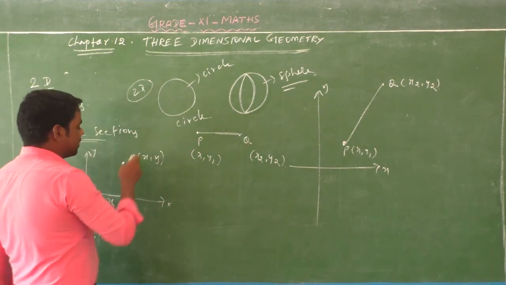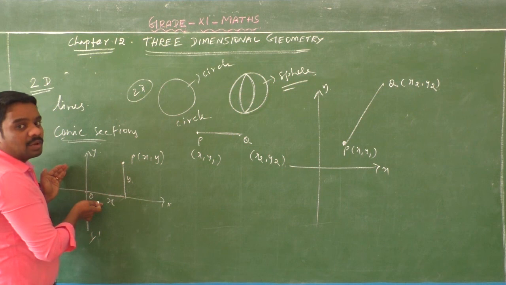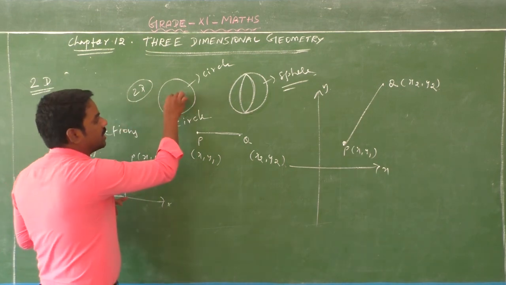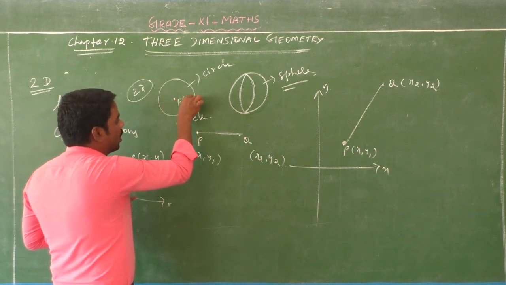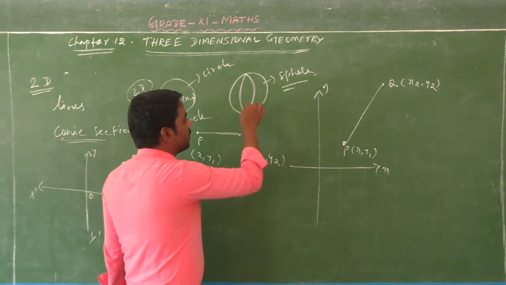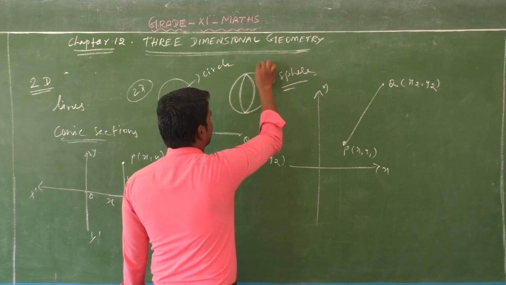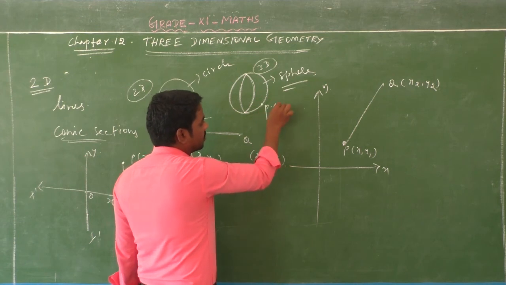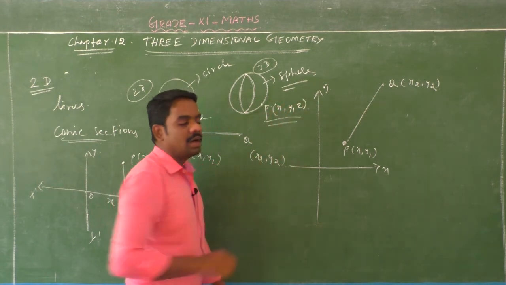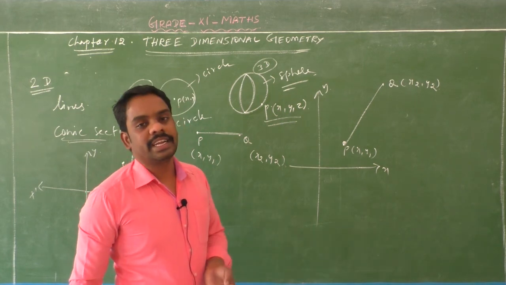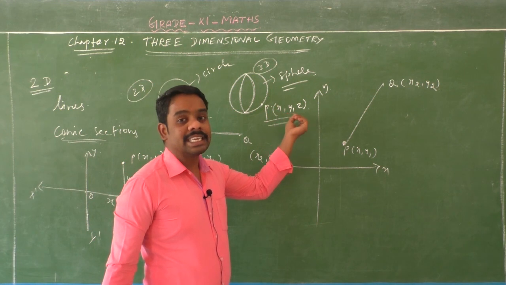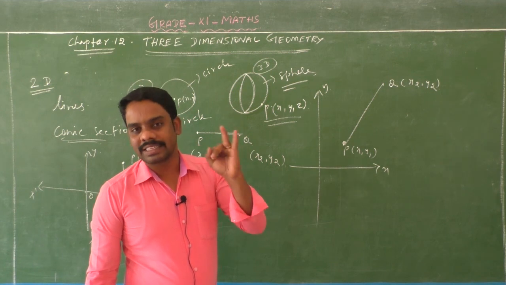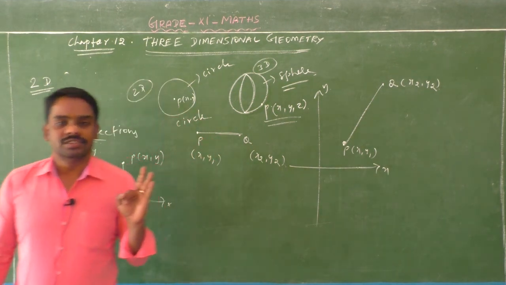A circle uses the xy plane only, with the x axis and y axis, two axes. The coordinate of a point P on the circle is x comma y. But a sphere is a three-dimensional shape. Here any point on the sphere is x comma y comma z. X is the x coordinate, y is the y coordinate, and z is the z coordinate. Here we use three axes: x axis, y axis and z axis. This is three-dimensional geometry.